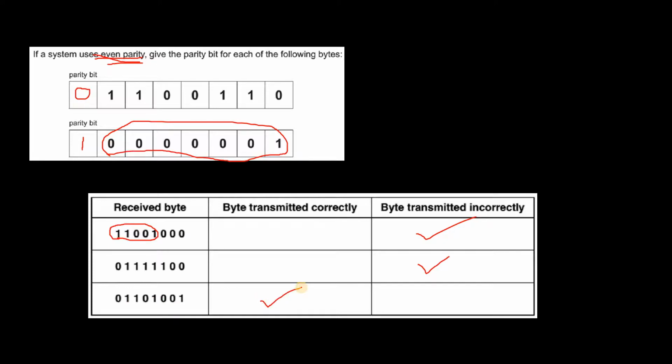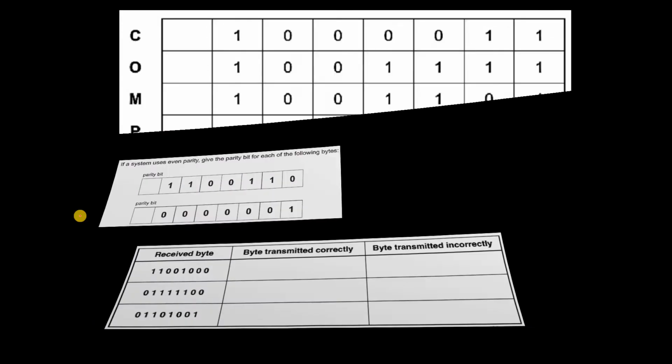I hope it's very well clear about parity check. I repeat, parity check is a method used to detect errors. It uses an extra bit with the actual data to ensure whether the transmission is correct. Okay, the extra bit is known as the parity bit. Keep it in your mind.